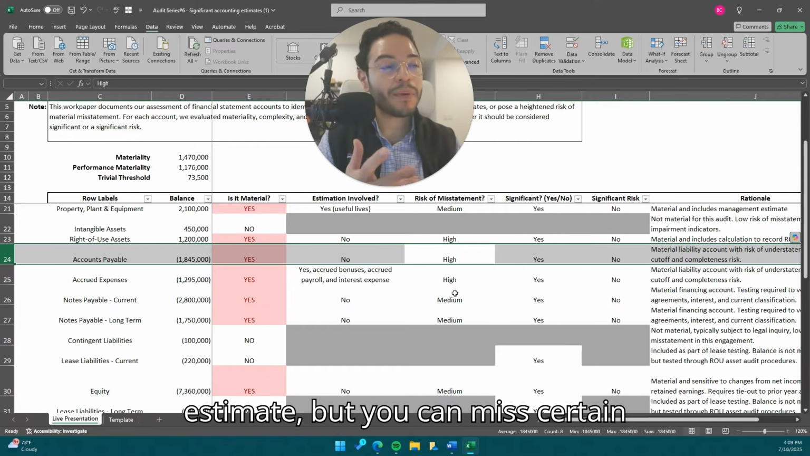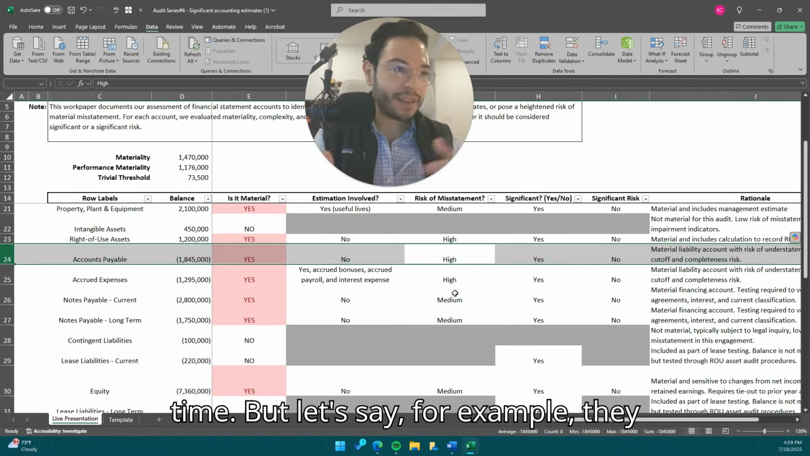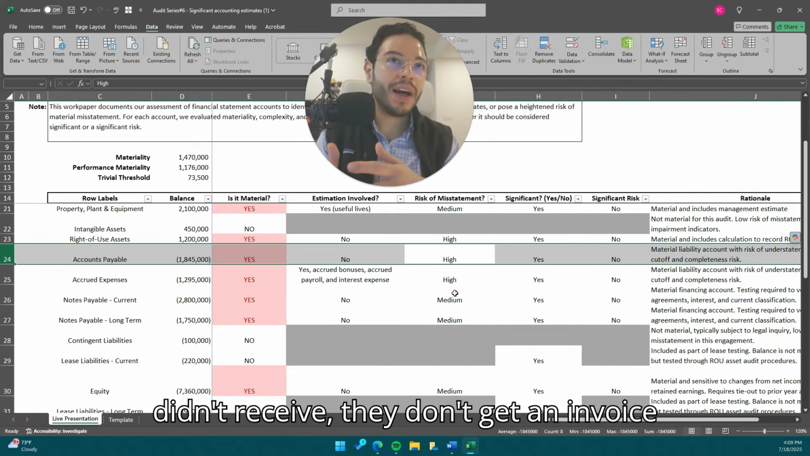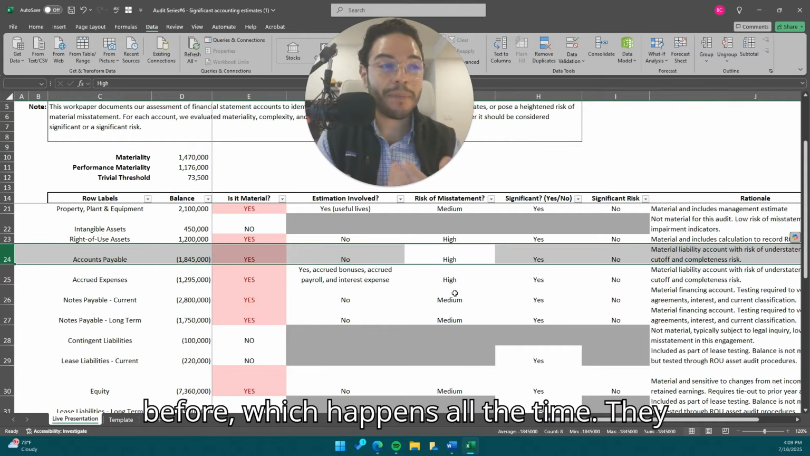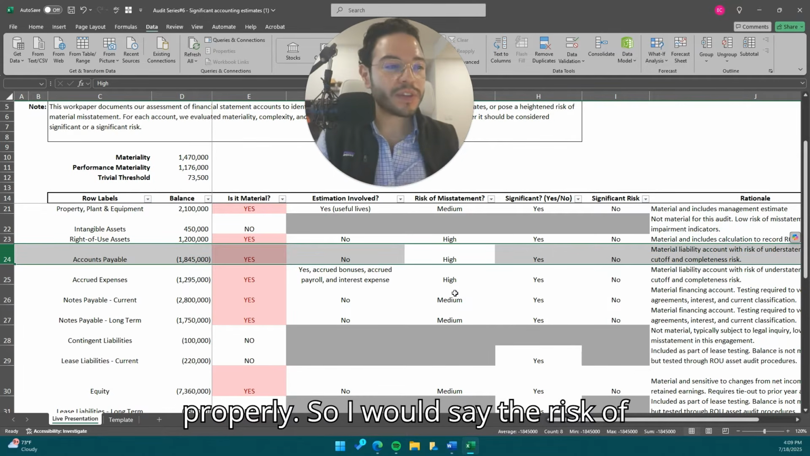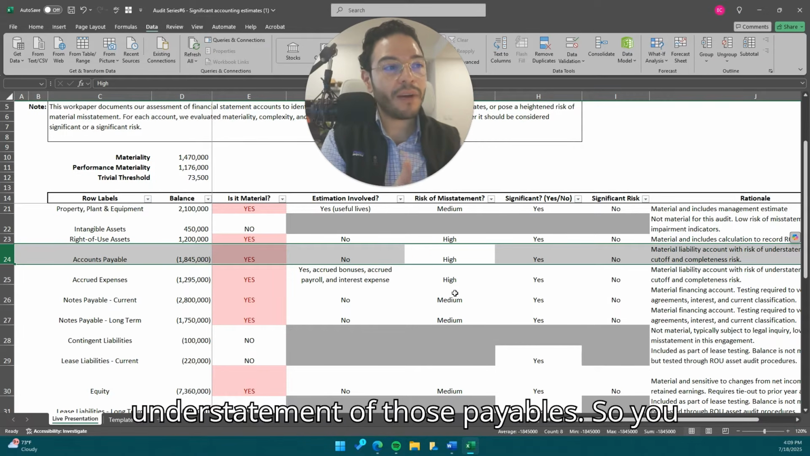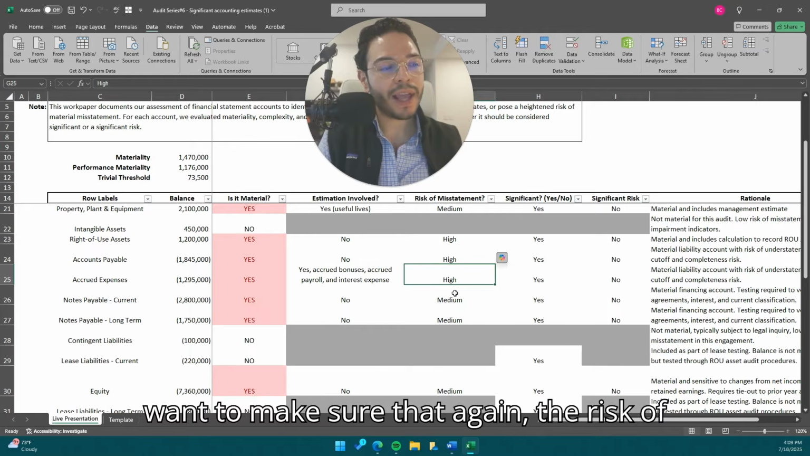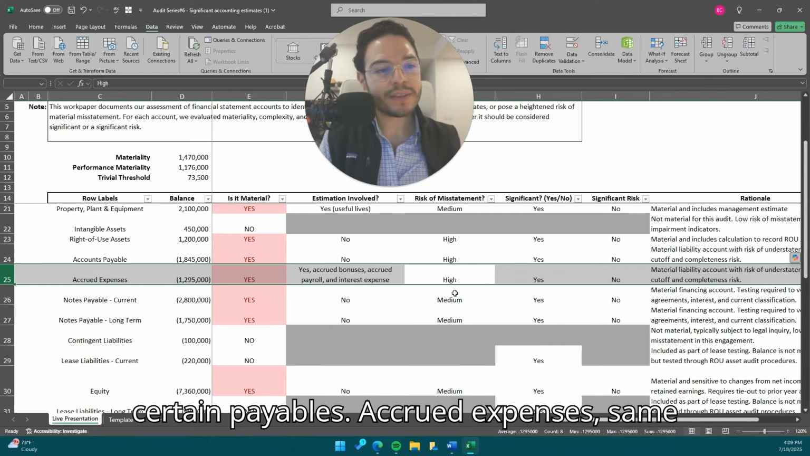Not that it's an estimate, but you can miss certain payables if you don't record them on time. Let's say, for example, they don't get an invoice on time, but they received the product before, which happens all the time. They wouldn't have maybe accrued for it properly. So I would say the risk of misstatement is high because the risk with payables is an understatement of those payables. So again, I think the risk of misstatement would be high for certain payables. Accrued expenses, same thing.